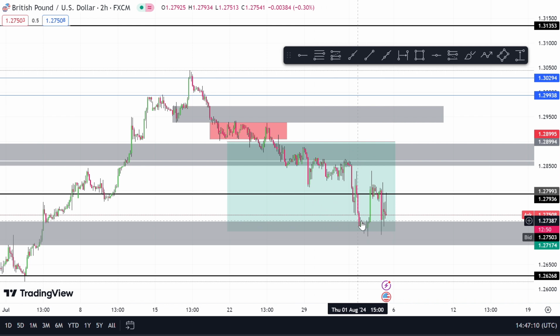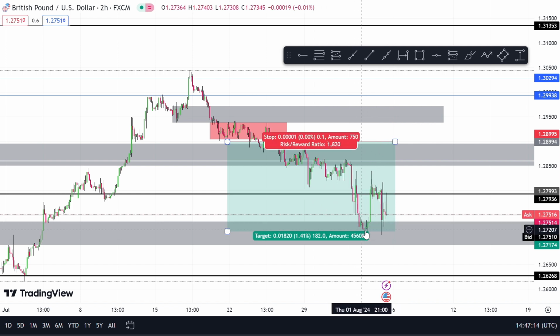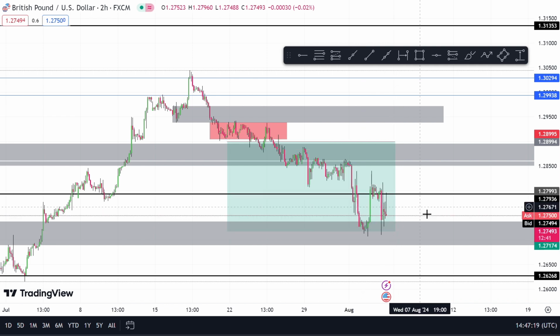Is this not what you wanted in a trade? Very beautiful, played out very successfully. All right, so go out, backtest this.